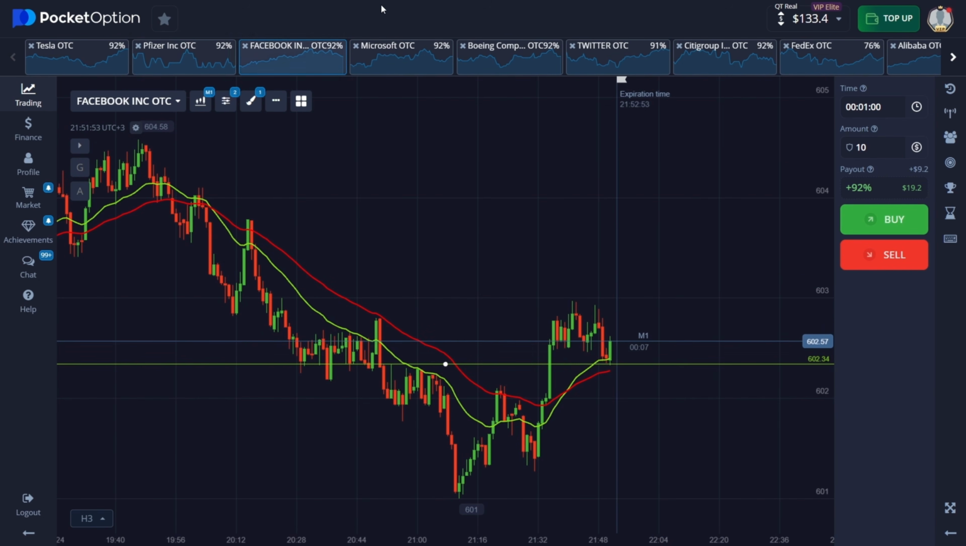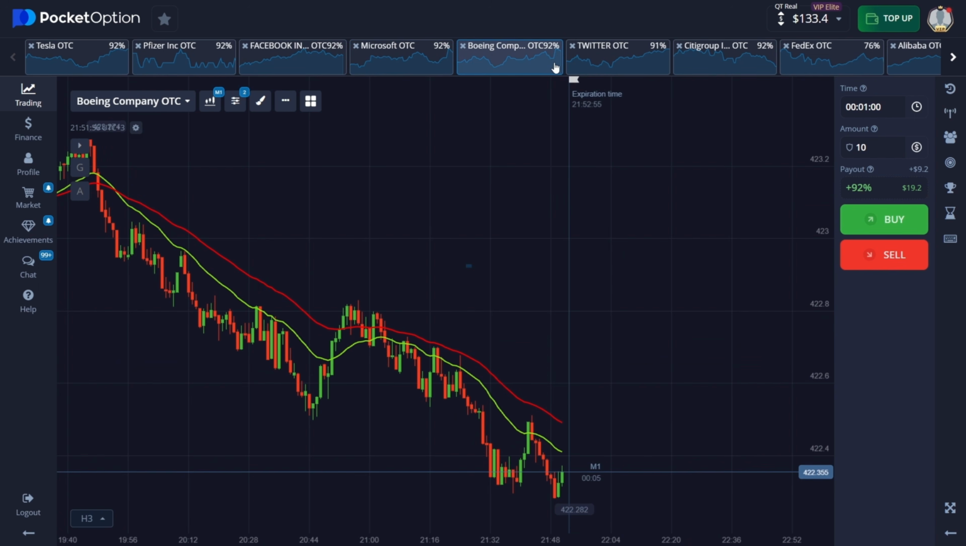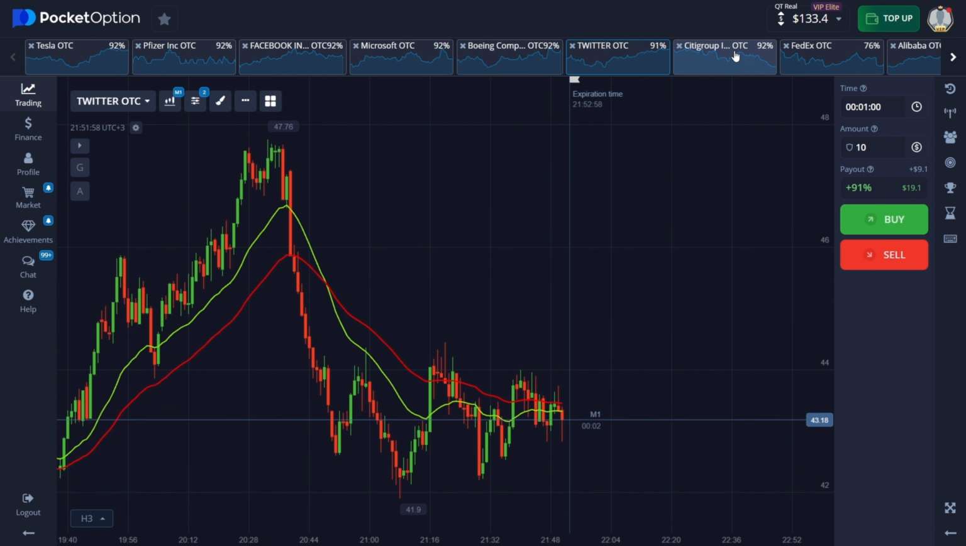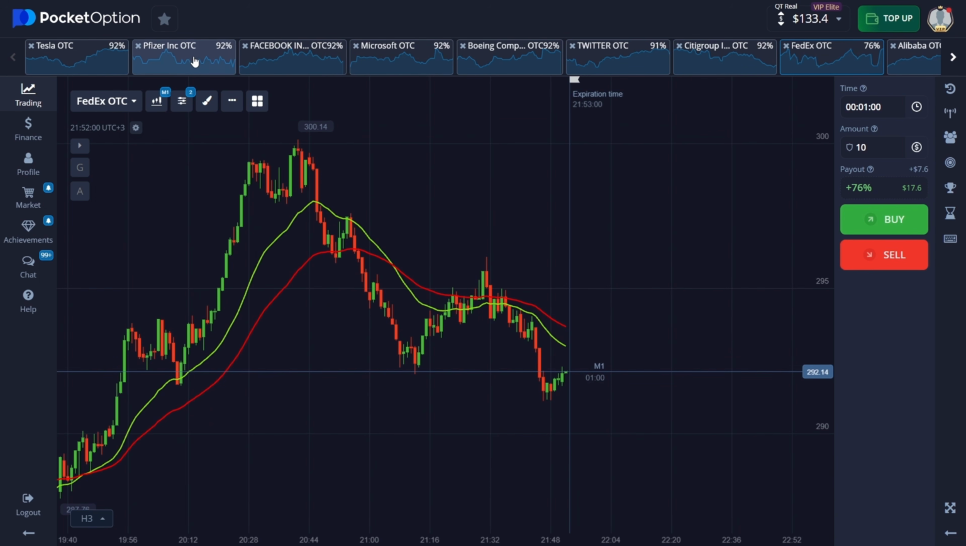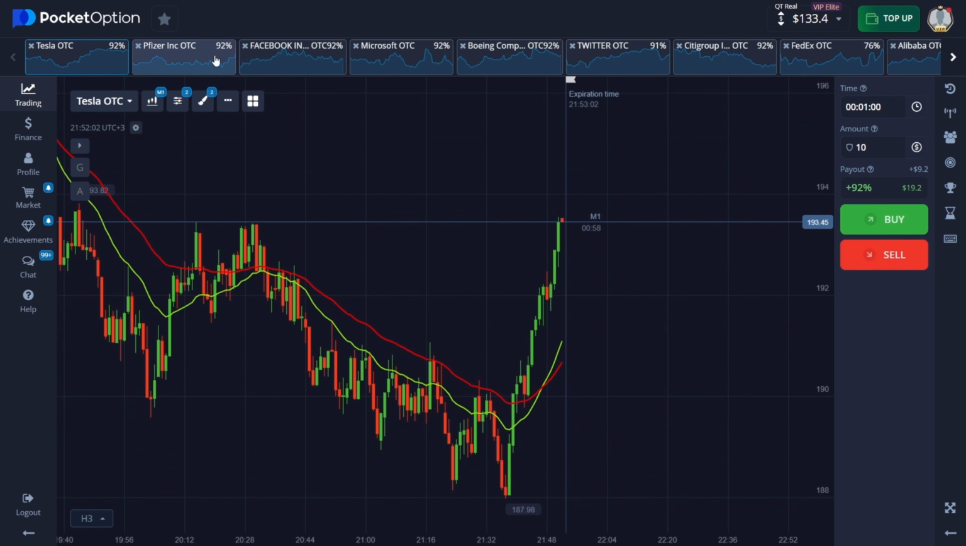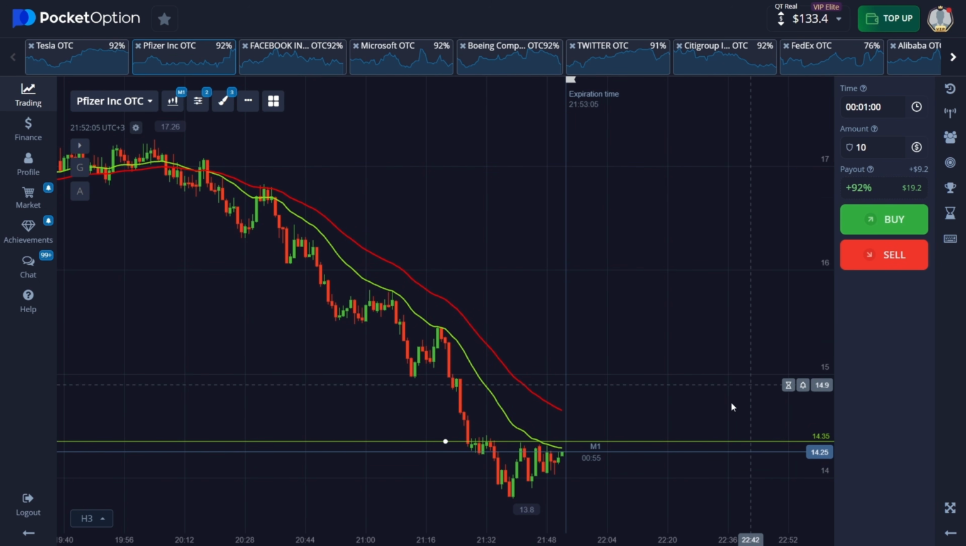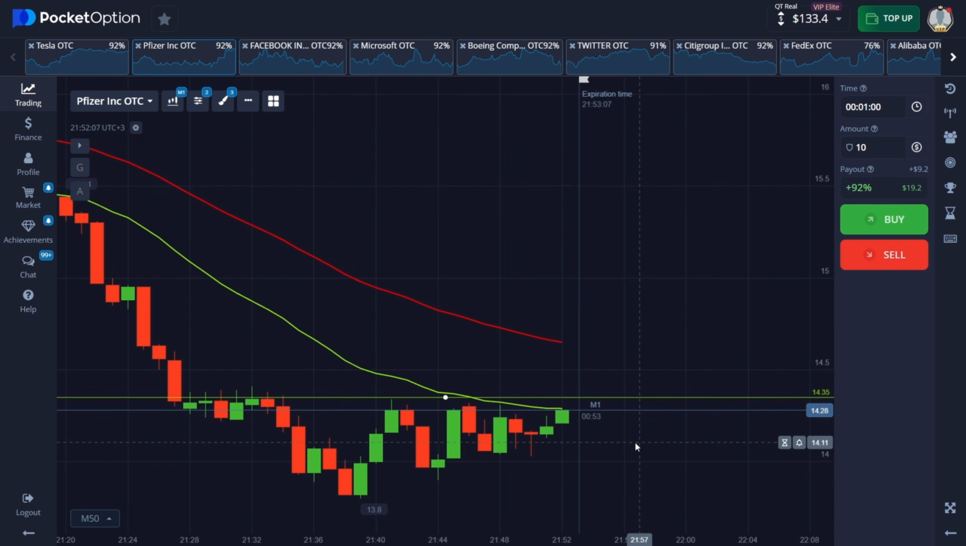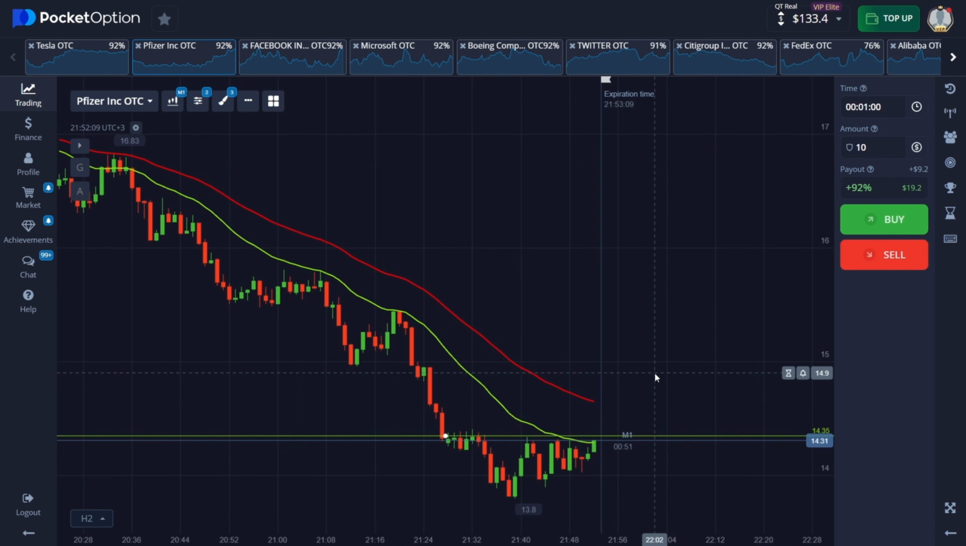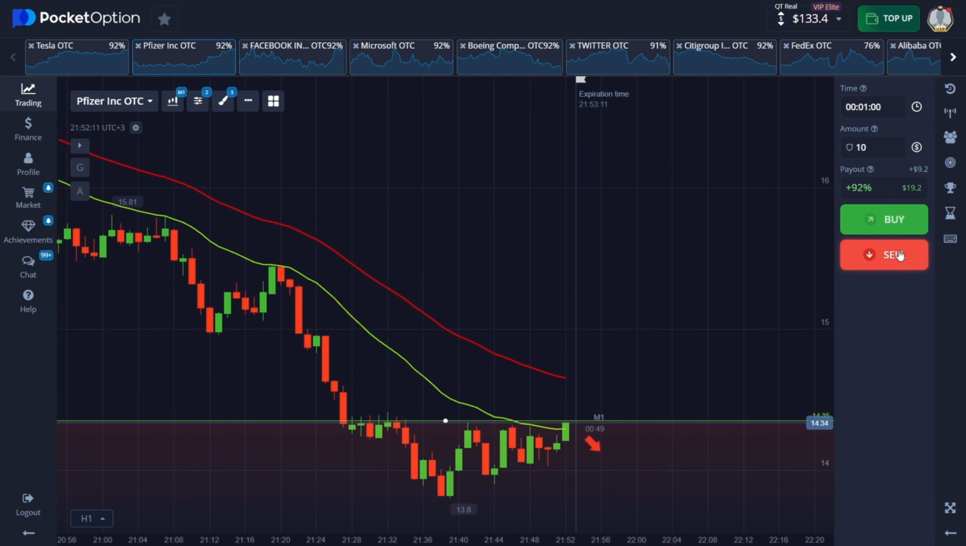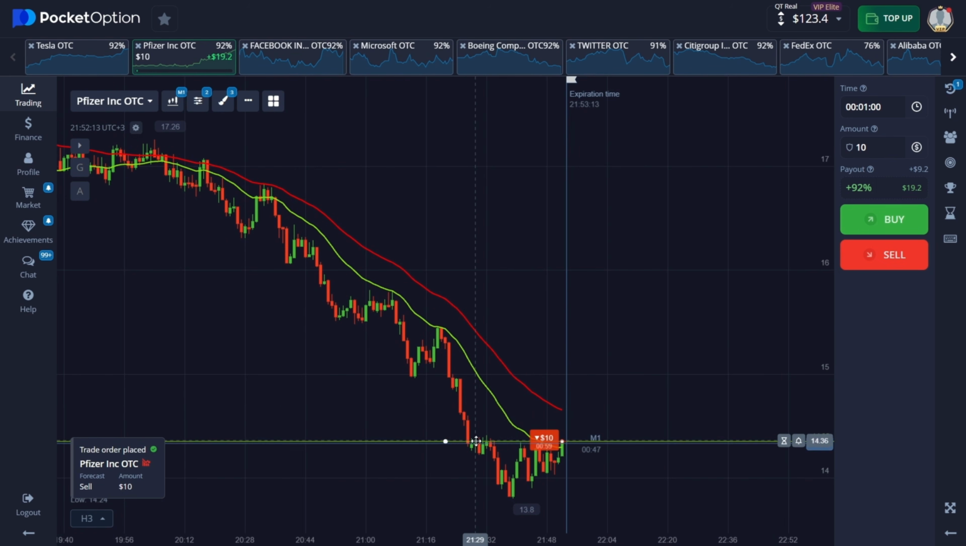Alright, let's find another trade. We have almost gained 33% of our capital by just taking $10 trades. If you use this strategy, you can achieve almost 90% to 95% accuracy. Again, we have a trade on Pfizer OTC from the same resistance level we already identified in previous trades.